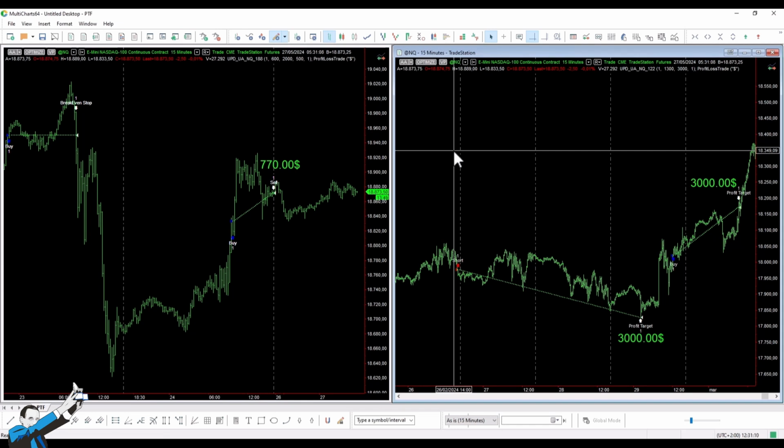Today, we've seen two different strategies, one intraday and one multi-day, and how it's possible to profit consistently even on the short side when trading Nasdaq.